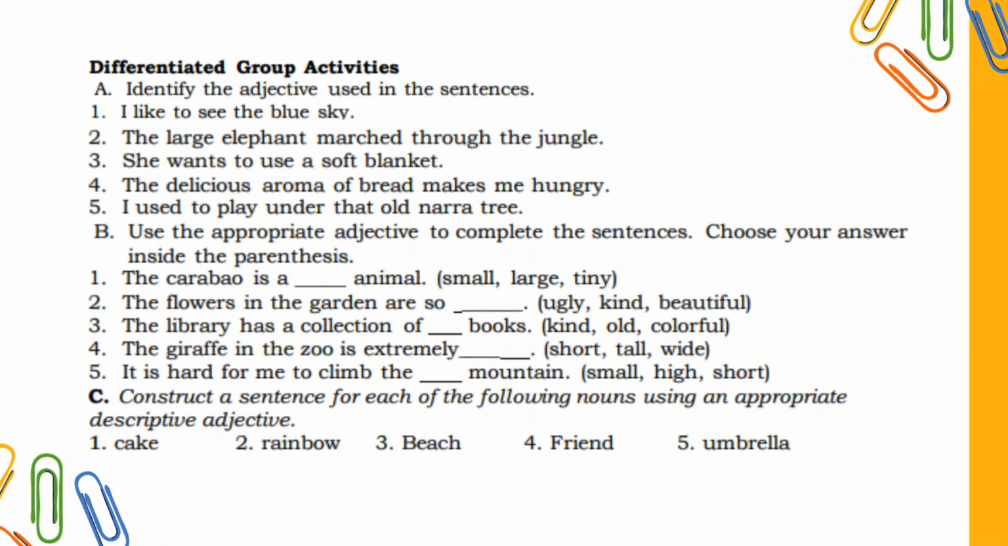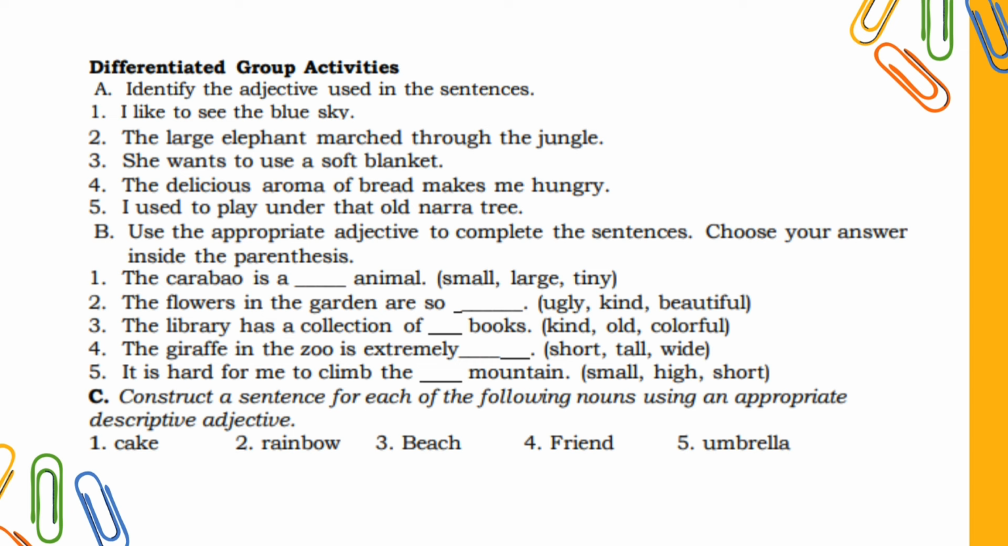Okay, so this time we have here differentiated group activities. So we have here for activity A, identify the adjective used in the sentences. For example, I like to see the blue sky. So the adjective is blue. The large elephant marched through the jungle. So large. She wants to use a soft blanket. Soft. So who would want to use a rough blanket, right? The delicious aroma of bread makes me hungry. Okay, so delicious. I used to play under that old narrow tree.